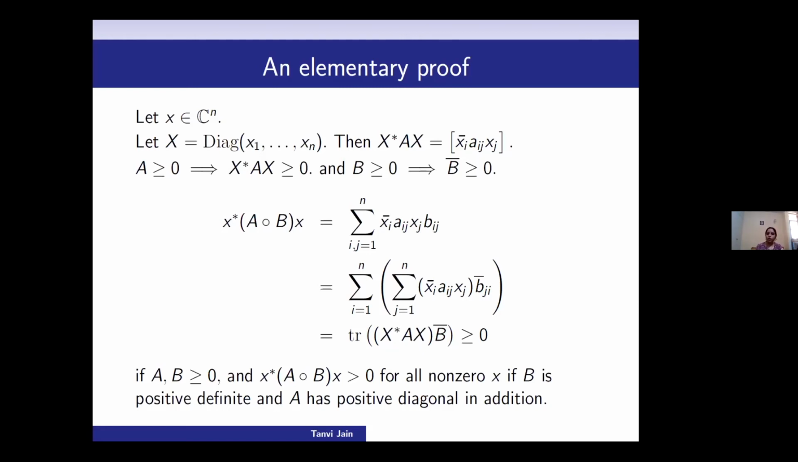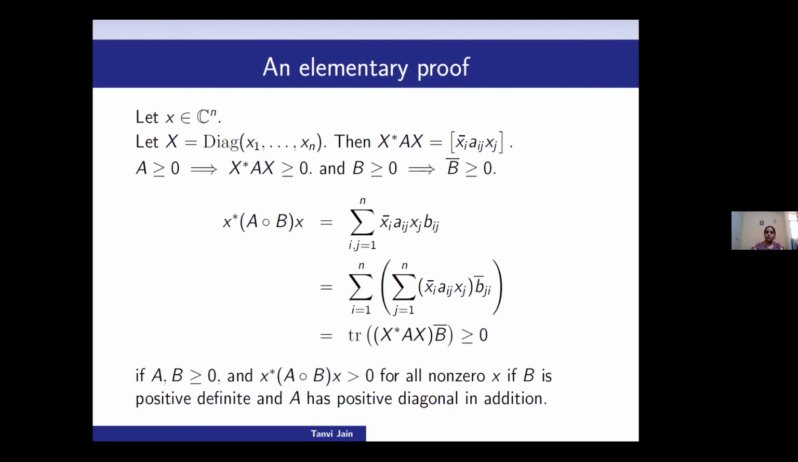So therefore, this turns out to be the trace of X star A X times B̄, where the entries are b_ji bar. But if B is positive semi-definite, B bar is positive semi-definite as well. And because A is positive semi-definite, X star A X is positive semi-definite. We know that if there are two positive semi-definite matrices C and D, trace CD is greater than or equal to 0. And therefore my trace is greater than or equal to 0, and that is what we wanted for positive semi-definiteness.